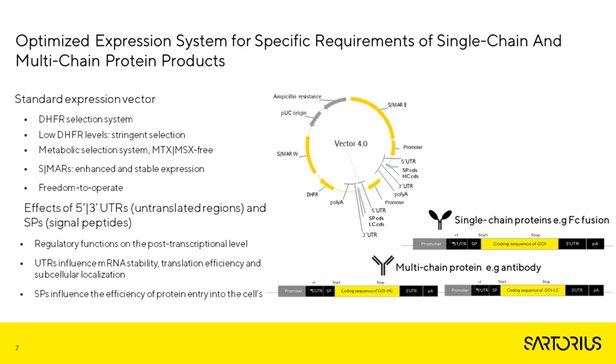And just as an initial view, what I want to say is at the end of this study, what we were able to achieve is 2 optimized expression cassettes on our cell line development platform, one optimized for a single chain protein such as Fc fusions, etc., and another set of UTRs and signal peptides, which are optimized for the expression of multi-chain proteins, typically like an IgG type molecule.